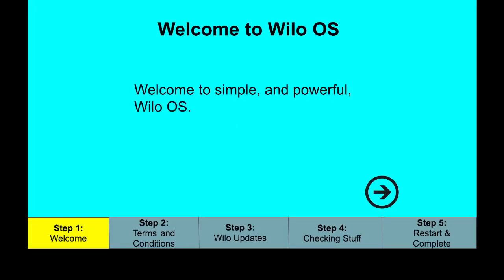And see what the new changes are. At the bottom here, we have the steps, like the guide or progress bar, I guess you could say. So step 1, welcome, terms and conditions, Willow updates, checking stuff, restart, and complete. It's so cool. Before it was a boring blue screen with no steps at the bottom, so you didn't know where you are. Welcome to simple and powerful Willow OS. Doesn't that sound like a Chromebook ad though? Maybe I'll change it. I don't know. We'll see.